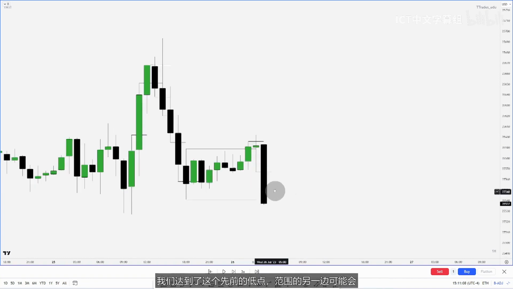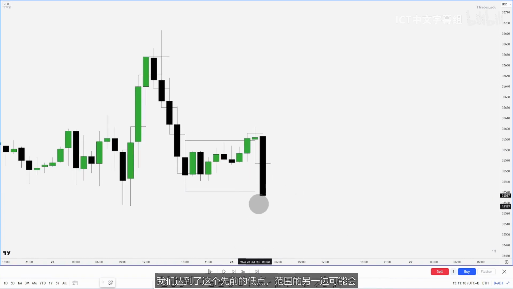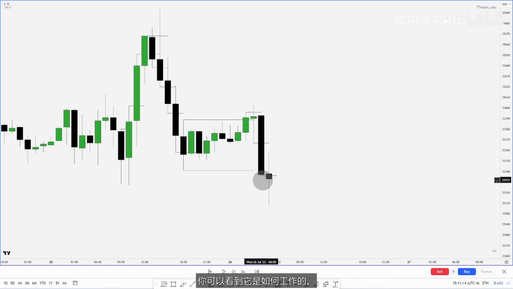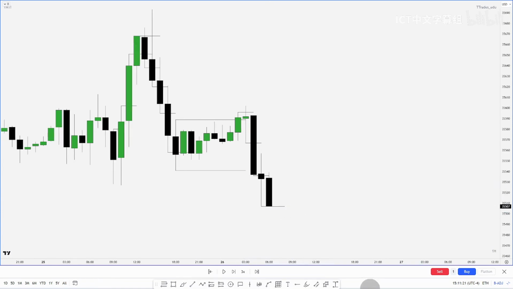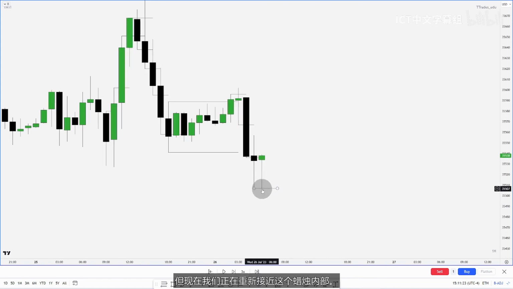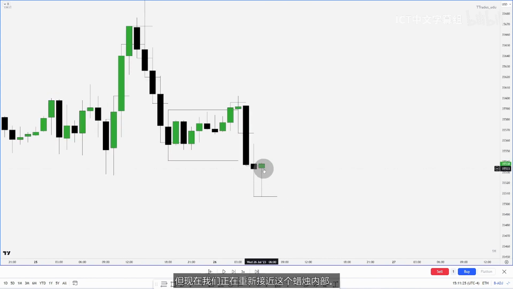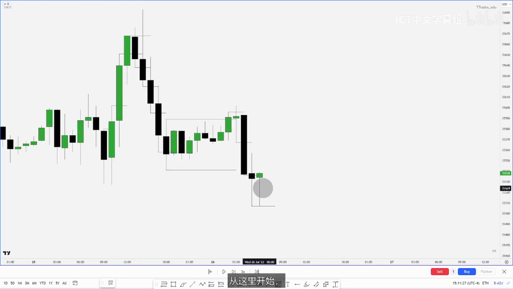And there we go, we reach for this previous low and the other side of the range. And you can see how that works. Still closing outside. Can we reach for this previous low? We just hit it, but now we're closing back inside this candle. From here, reach for this previous high.